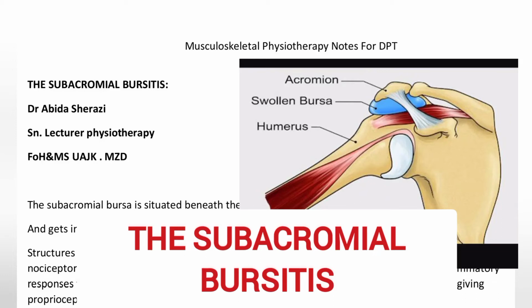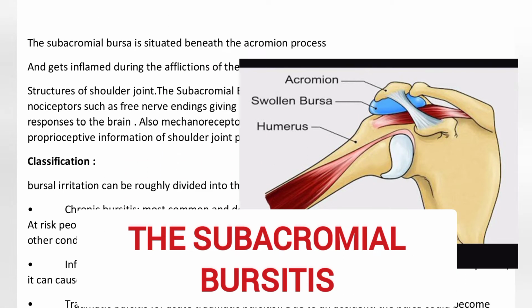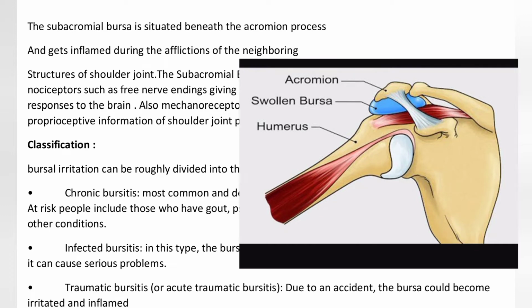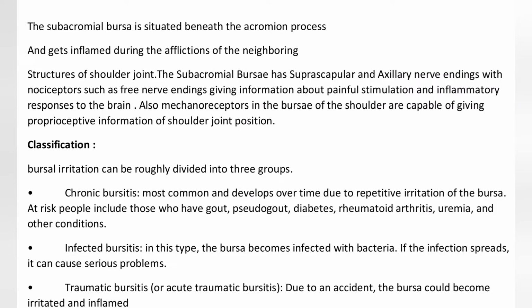Today I am going to discuss subacromial bursitis. You know that the subacromial bursa is situated beneath the acromion process and gets inflamed during involvement of neighboring structures of the shoulder joint.